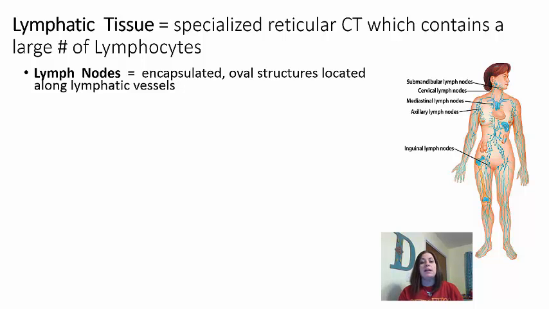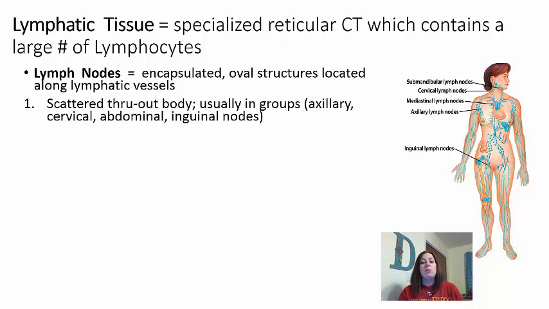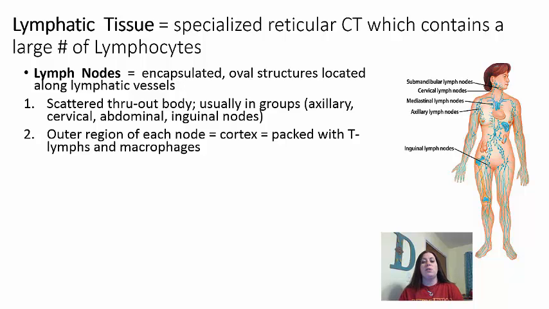Now, lymph nodes are encapsulated oval structures, and they're located along these lymphatic vessels. They're going to, again, help filter out and capture or trap any foreign bodies or invaders. They're scattered throughout the body, usually in groups, and they're named based on where they're located. So you can see you have the axillary lymph nodes, you have cervical lymph nodes. That's why when you go to the doctor and they start palpating up in here, they're looking at your cervical lymph nodes. You have abdominal lymph nodes, as well as inguinal nodes, which are going to be more in the groin area.